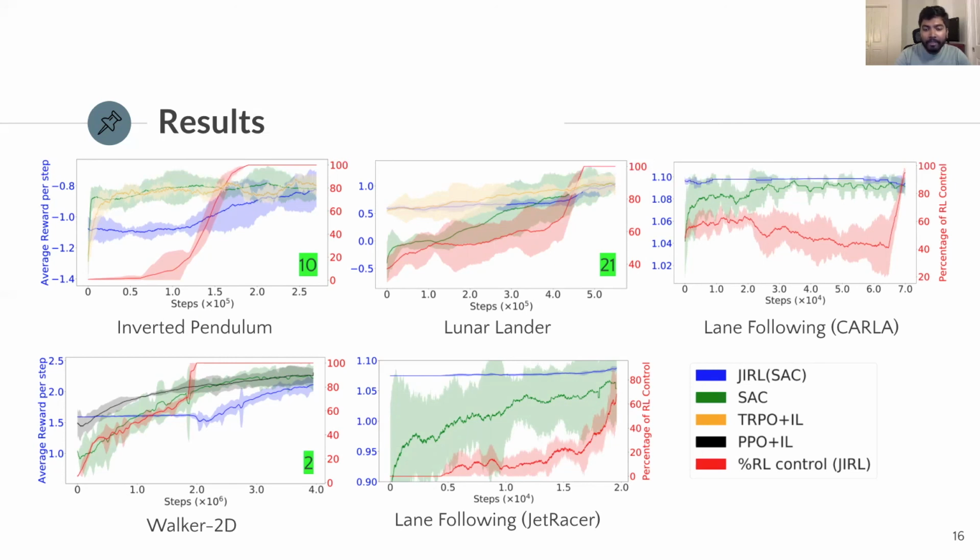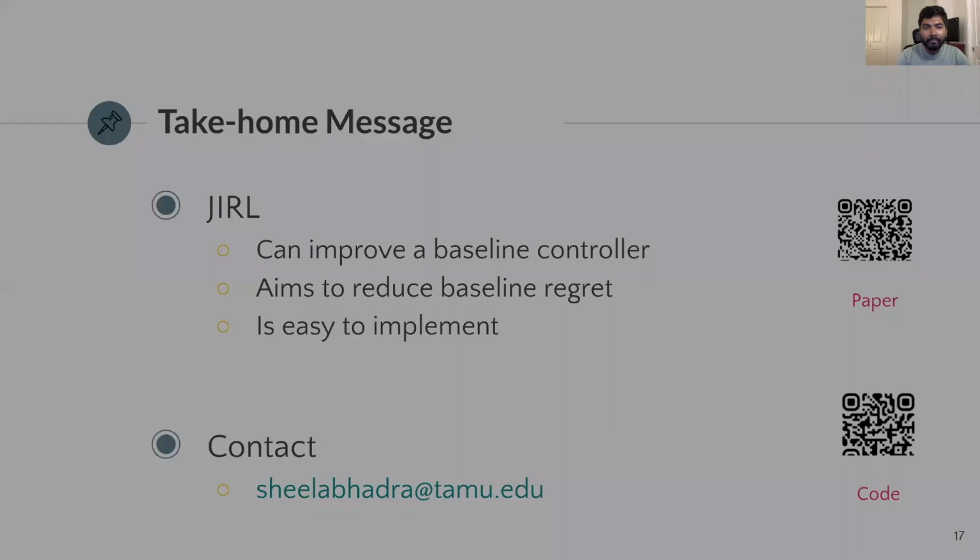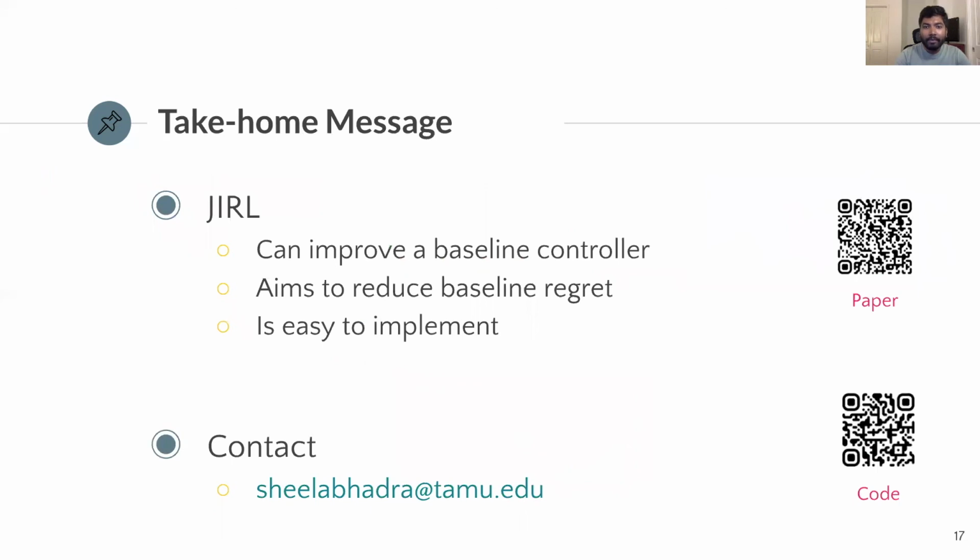Empirically, we observed that JIRL reduces the accumulated baseline regret over PPO and TRPO by a factor of 10 in the inverted pendulum domain, 21 in the lunar lander domain, and 2 in the Walker 2D domain. To conclude, JIRL is shown to perform on par with the baseline during the learning process and eventually surpass a suboptimal baseline in all examined domains. Moreover, JIRL was shown to converge to a policy of similar quality as a state-of-the-art RL algorithm while reducing the accumulated baseline regret. JIRL is also easy to implement and can be added on top of existing state-of-the-art off-policy RL algorithms.